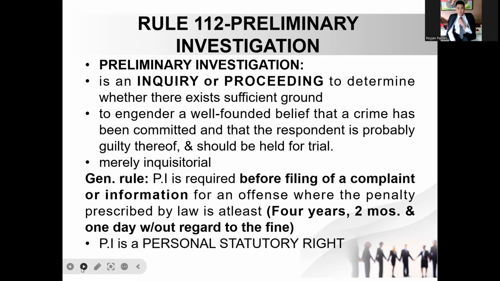Tandaan niyo class, ang PI is a matter of right kapag yung penalty or punishment ng crime na nakumit mo is at least 4 to 1. So pag sinabi natin 4 to 1, that is 4 years, 2 months, and 1 day without regard to fine. Ulitin natin. General rule class, ang preliminary investigation, requirement talaga yan before mag-file ang any offended party, peace officer or public officer ng complaint.